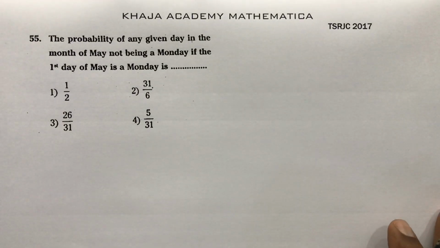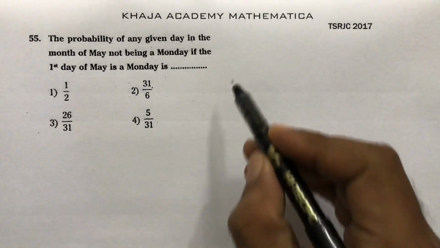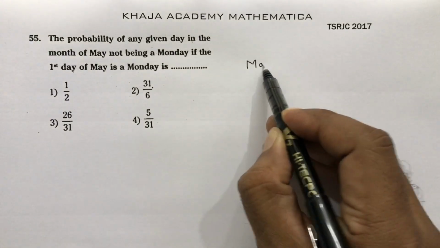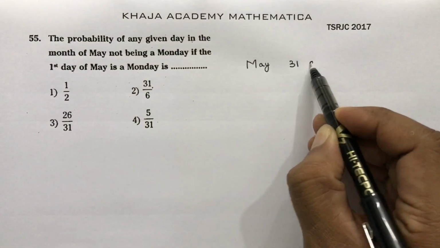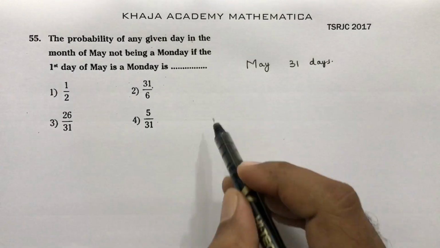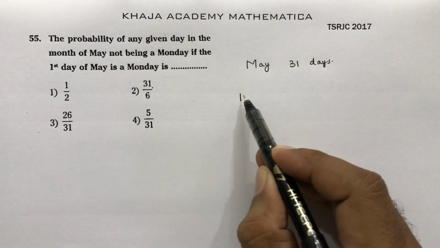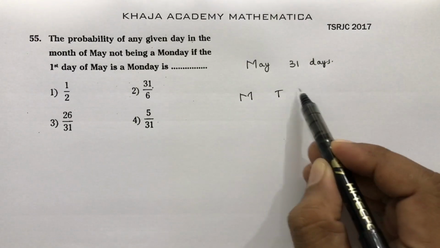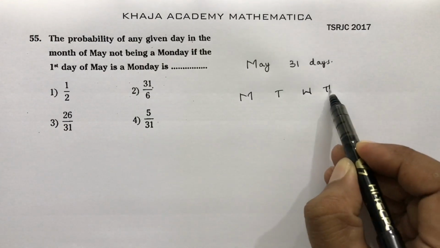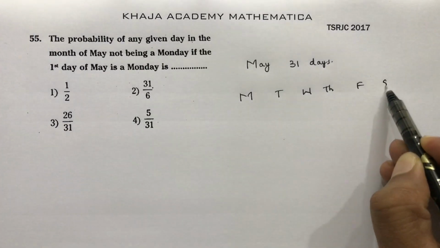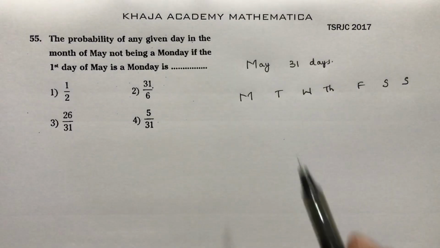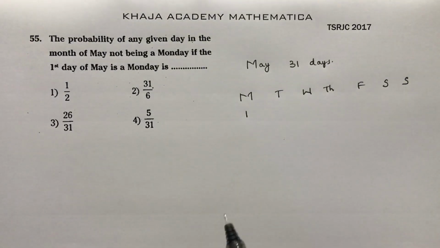The probability of any given day in the month of May not being a Monday, if the first day of May is Monday. So in May we have 31 days and the 1st of May is Monday. So Monday, Tuesday, Wednesday, Thursday, Friday, Saturday and Sunday. Suppose we take this, the first day is Monday.